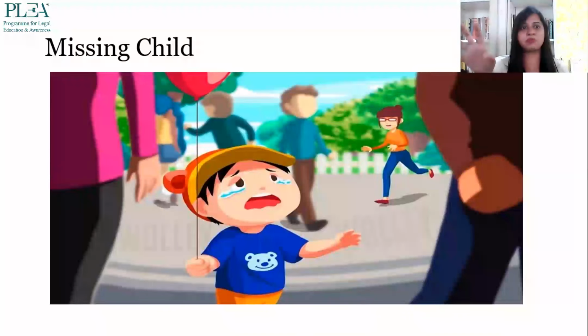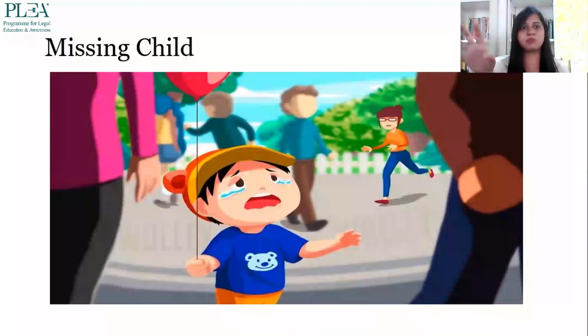So if a child is 17 years old, say 17 and a half years old, at that time also the Child Welfare Committee can pass an order to place these children in an aftercare home. So this is a technical aspect that the Child Welfare Committee has to keep in mind, that an order is passed for an aftercare home while the person is a child.